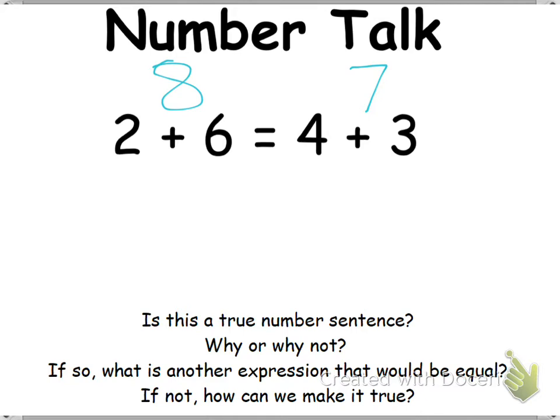Let's talk about how can we make it true. Think about it. How can we make this true? I want you to whisper to someone right next to you. How would you make this true? What would you do to change it to make it to where they either both equaled 8 or both equaled 7?